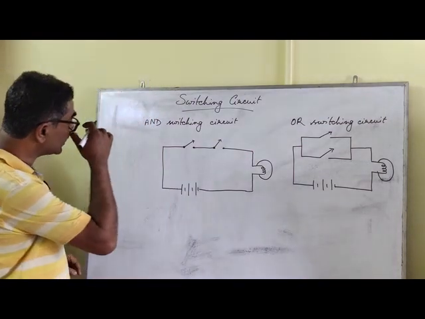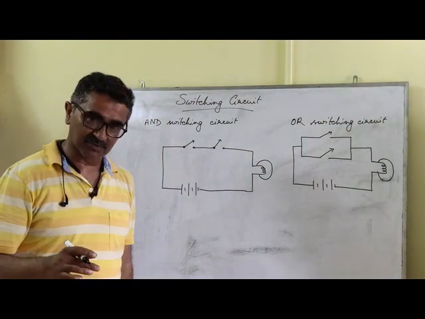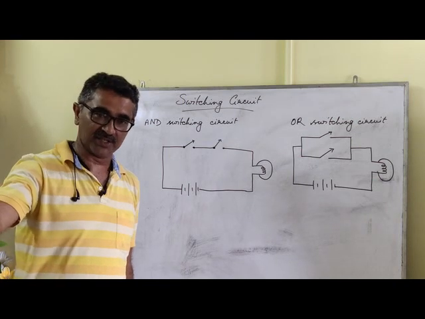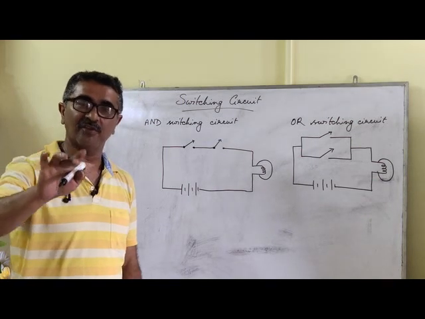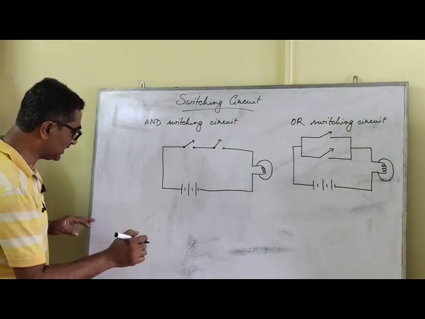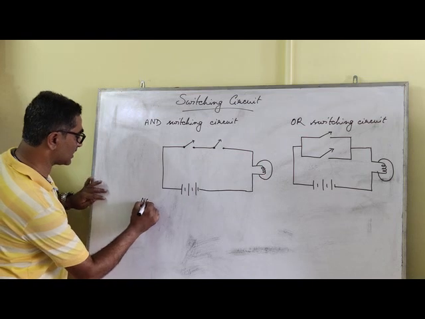Now we'll go for the NOT switching circuit. This sounds quite peculiar: when you switch it on, the bulb is supposed to get switched off. And similarly, when you switch it off, the bulb is supposed to get switched on, because it is supposed to negate the entire logic. I believe you remember this. So we'll start with the NOT switching circuit.